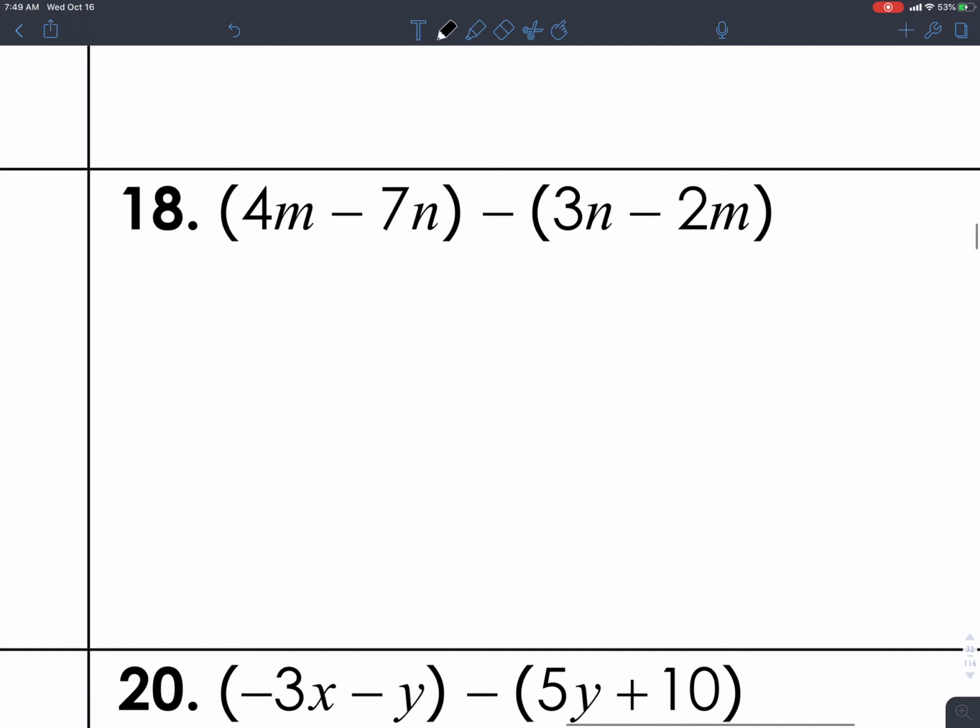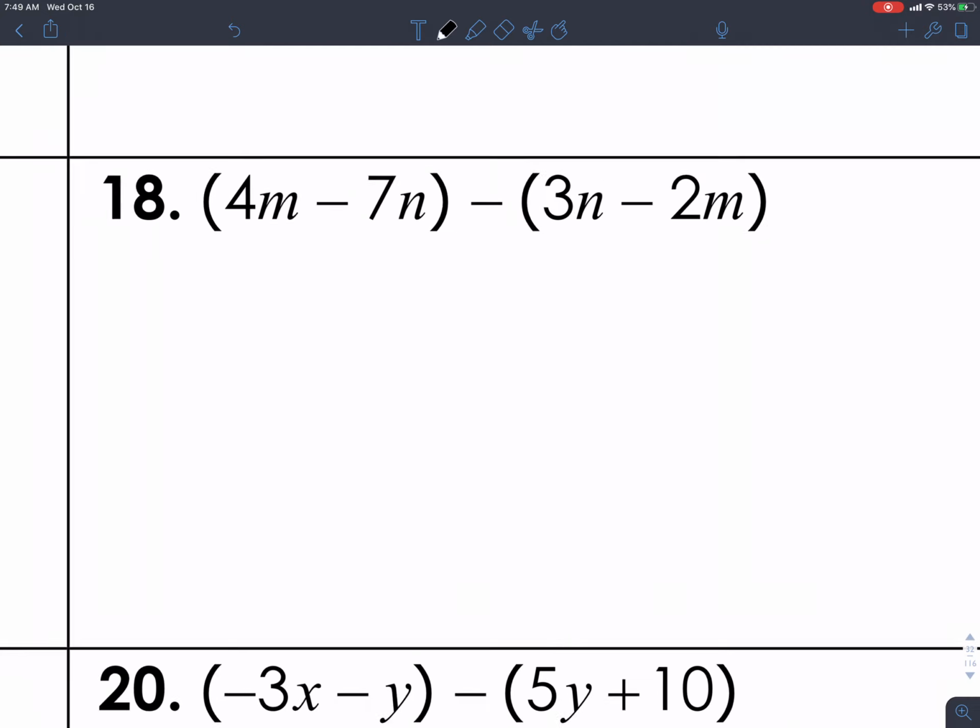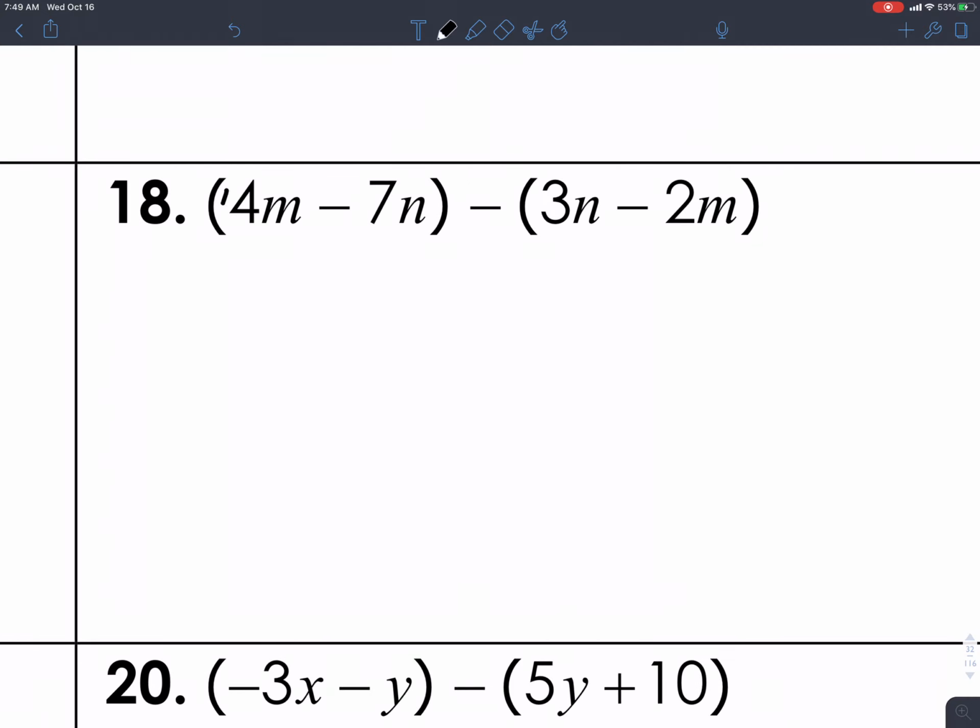Let's move to 18. 18, again, let's put a sign on here. Positive 4m. Let's put a positive here on the 3n, and then let's rewrite everything. So I got a positive 4m, a negative 7n. That negative is going to change the sign of that, so it's a negative 3n. And that negative is going to change the sign of that, so it's going to become a positive 2m.